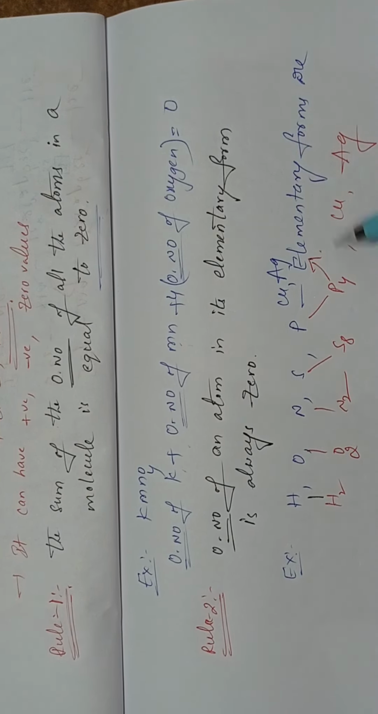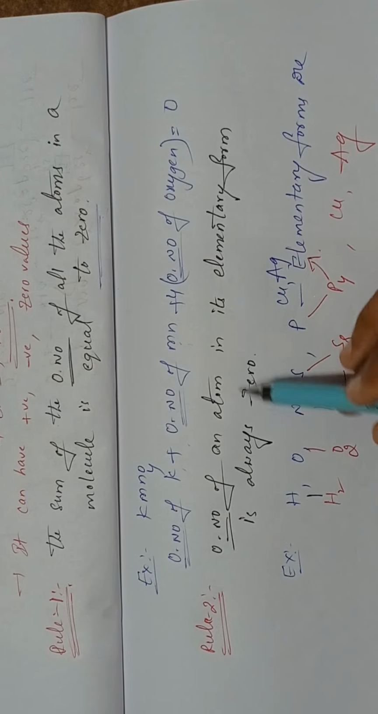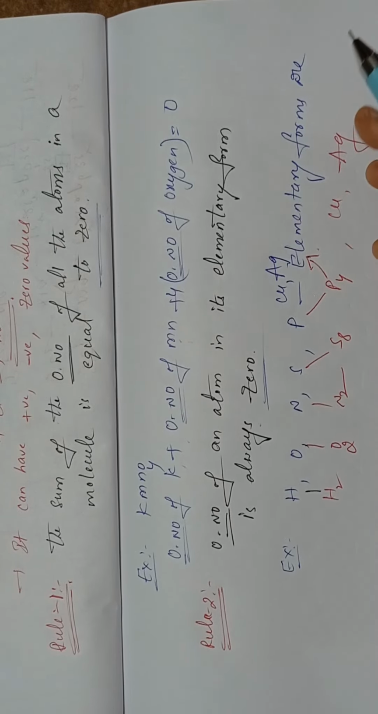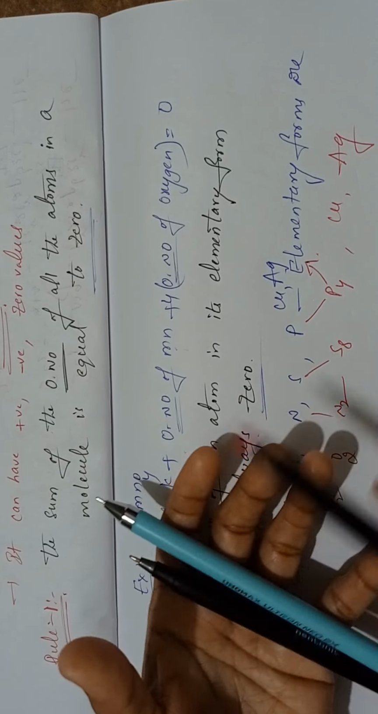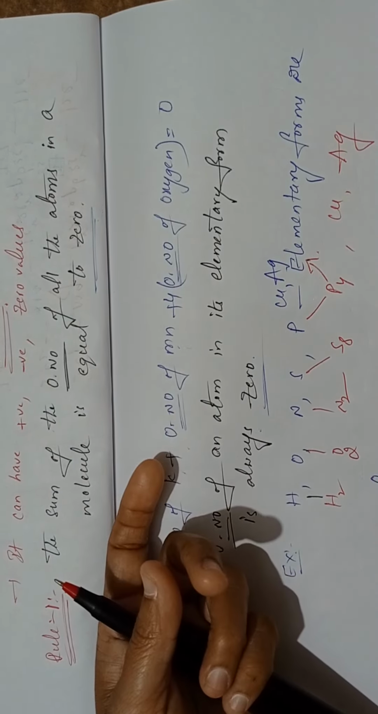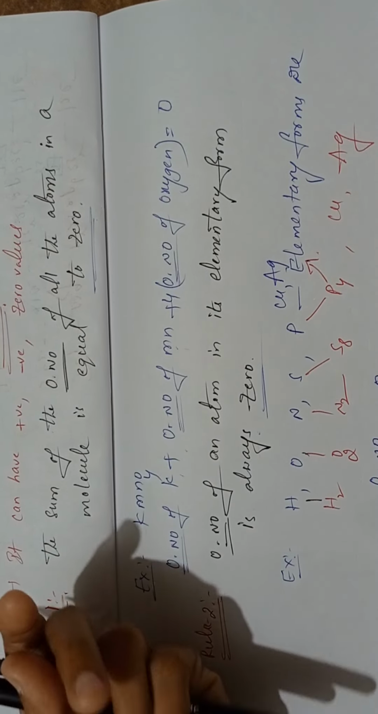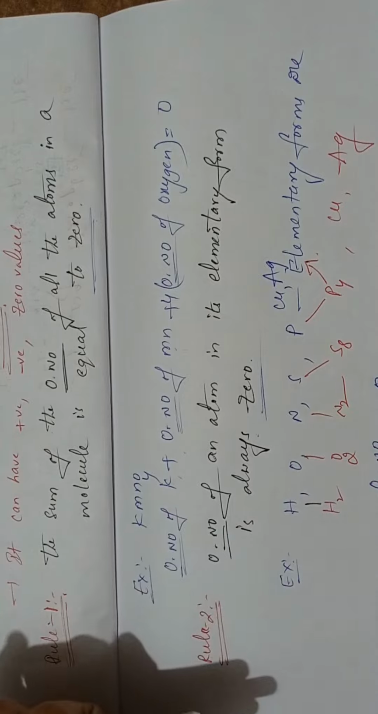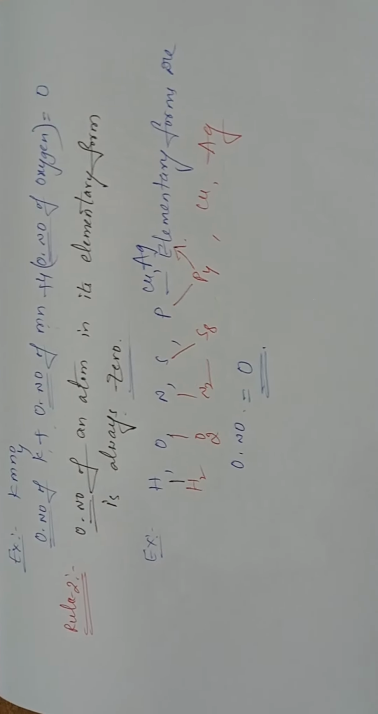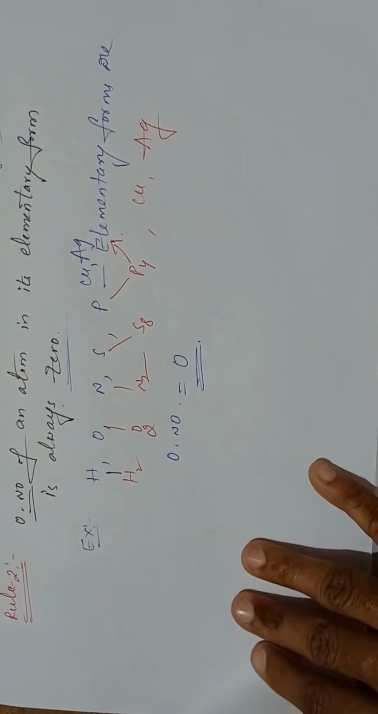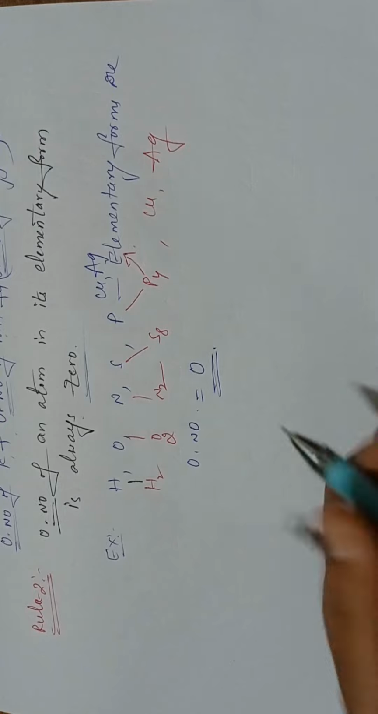So in these elementary forms of an atom, what is the oxidation number, students? 0. So for hydrogen, oxygen, nitrogen, sulfur, the oxidation numbers are 0. Clear? Oxidation number is 0, students. So which rule is this? Rule 2 is completed. Next we are going to discuss rule 3. What is rule 3, students? Rule 3. Now see, rule 3.